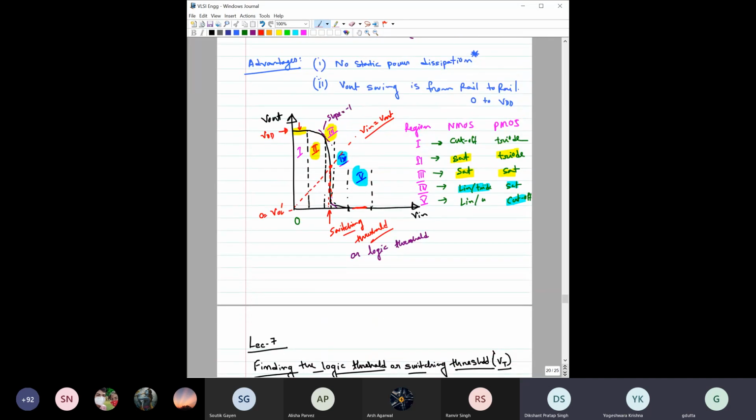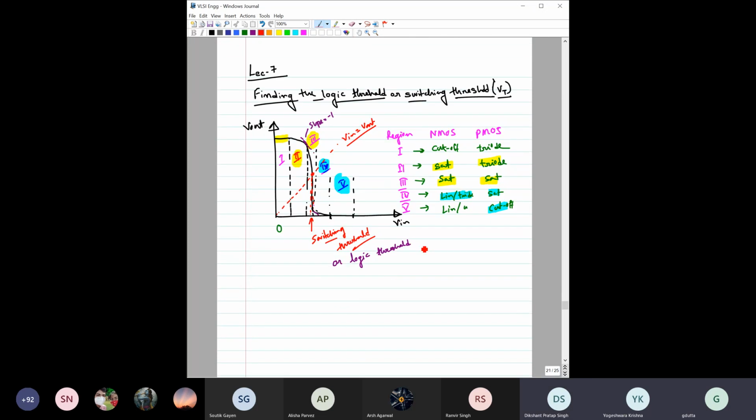We also discussed different regions last class, and in each region which transistor is operating in which region. At the end of our discussion during our last class, we mentioned this point. This point is the switching threshold or the logic threshold of this CMOS inverter. You have to take a straight line, Vin equal to Vout, on this VTC. The intersection between this VTC and this line would give you VT, and we have mentioned this symbol as VT.